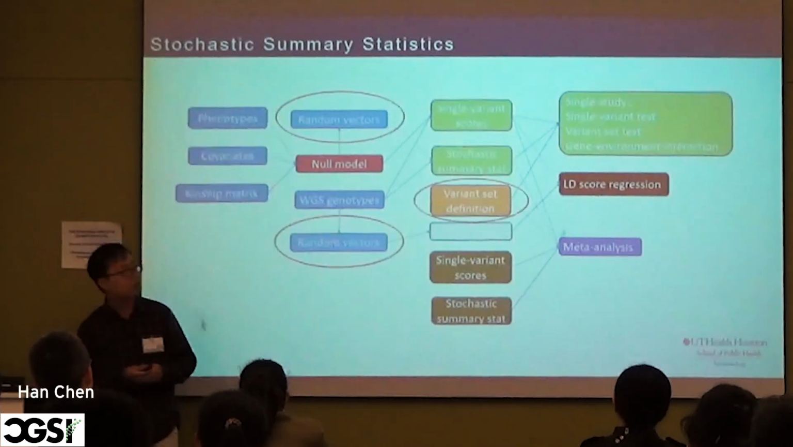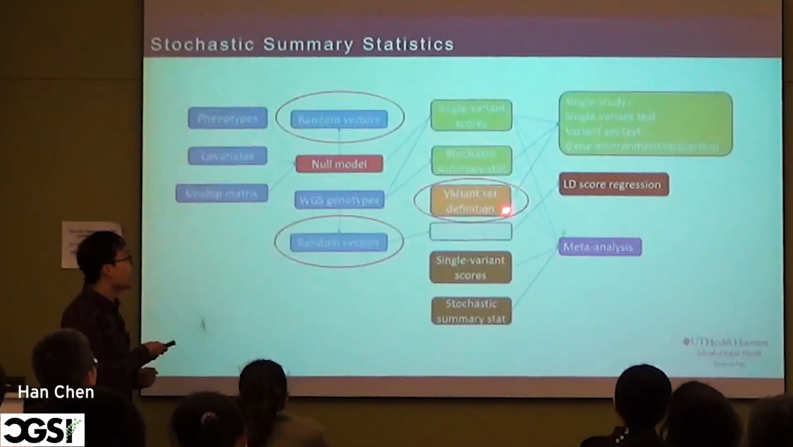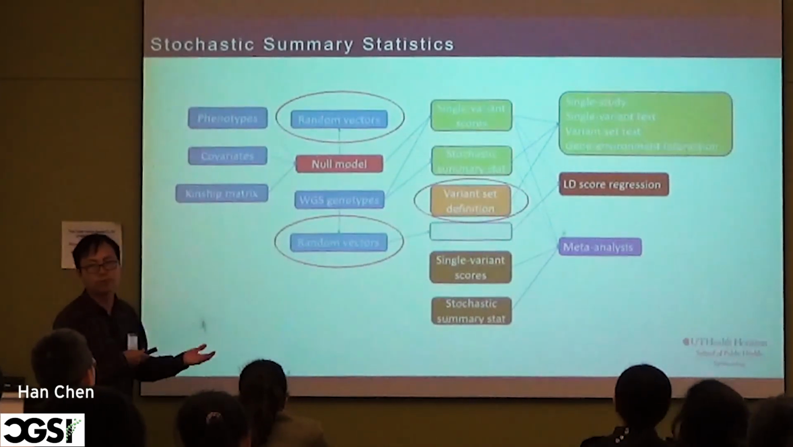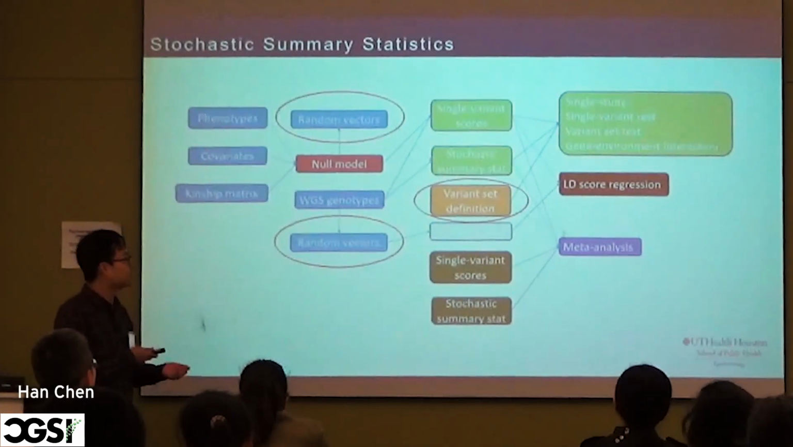We can move the variant set definition here, to the analysis stage. So you can decide how you want to group your variants at the very end stage, right? You can even do that on your laptop. Once you have these summary statistics, you can do a lot of crazy things.